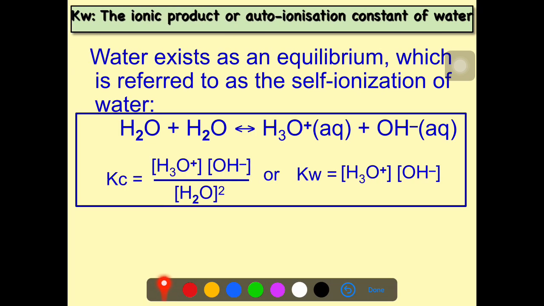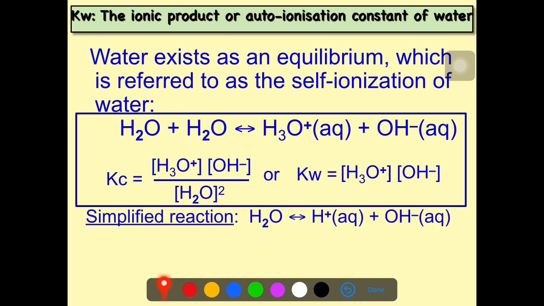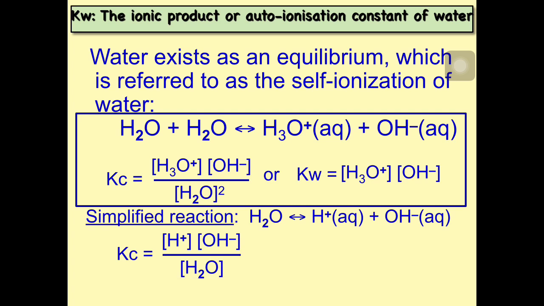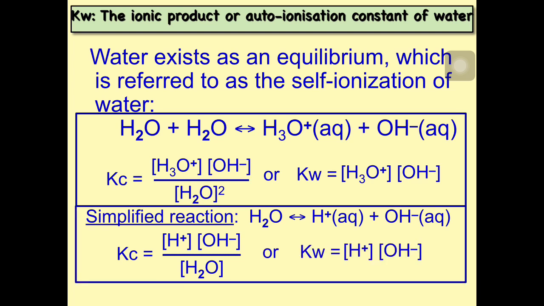Also, this dissociation reaction of water can be written in a very simple form as water dissociating to form H plus ions and OH minus ions. Now the equilibrium constant of this reaction will be product of H plus ions into OH minus ions divided by the concentration of water. Since water is a pure liquid, its concentration can be taken as 1 mole per dm cube, and therefore the equilibrium constant can be written as H plus concentration into OH minus concentration, and this equilibrium constant is called ionic product or auto-ionization constant of water.